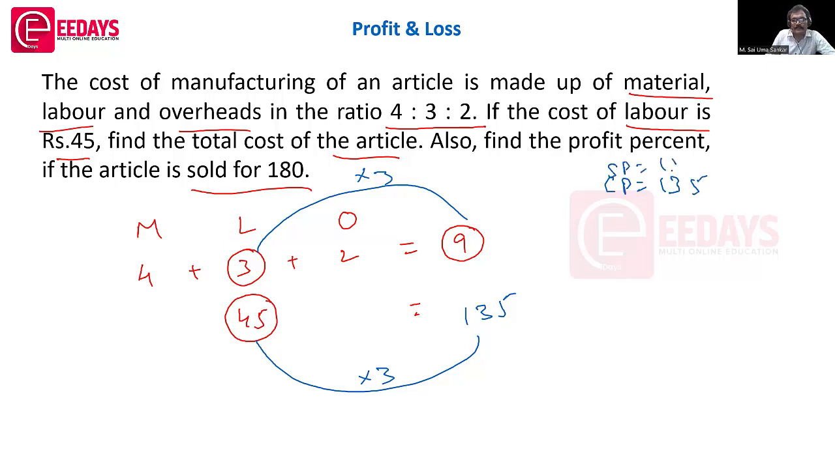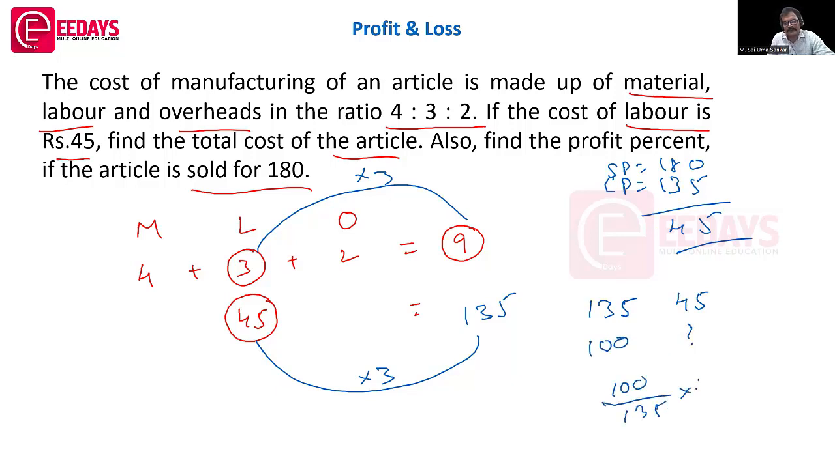SP is equal to 180. What is the profit? That is equal to 45. What we required is the profit percentage. Profit percentage is calculated on the cost price only. What is the cost price? 135. Per 135, it takes 45. Per 100, how much? 100 by 135 into 45. This is equal to 33 1 by 3% profit, which is the answer. That's it.